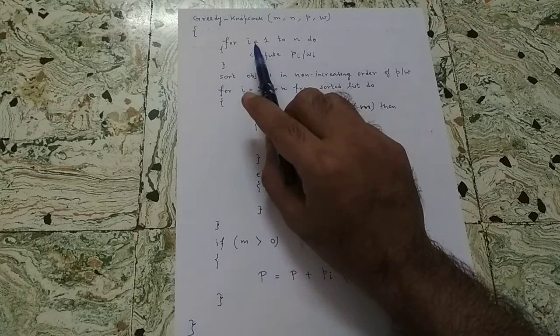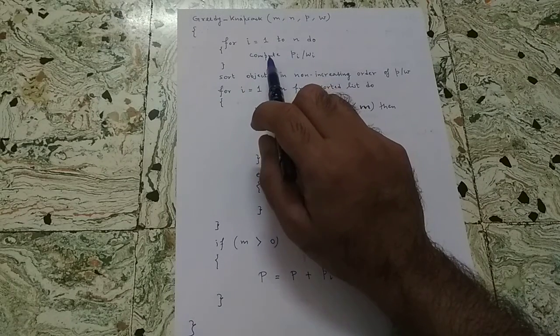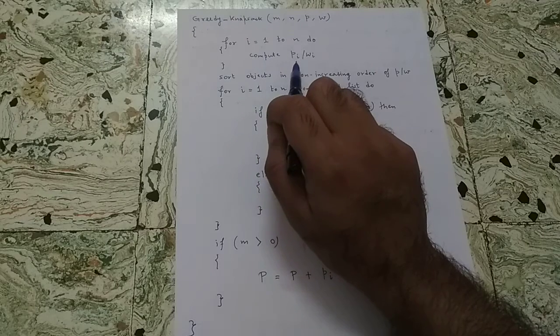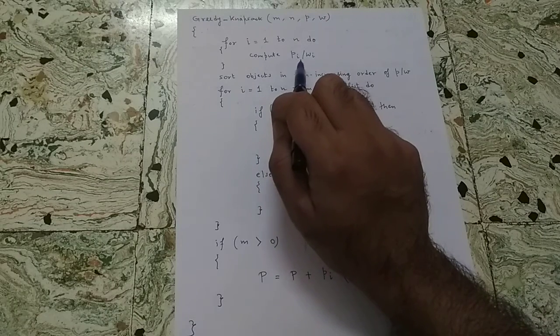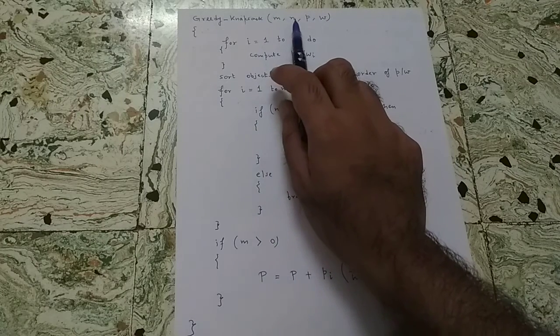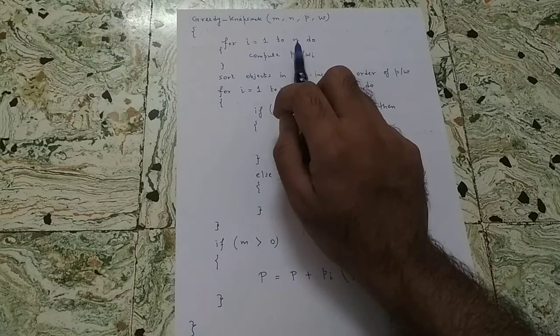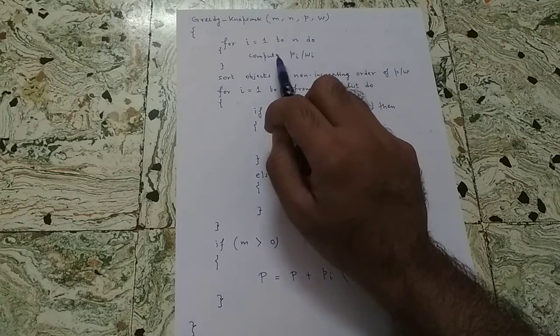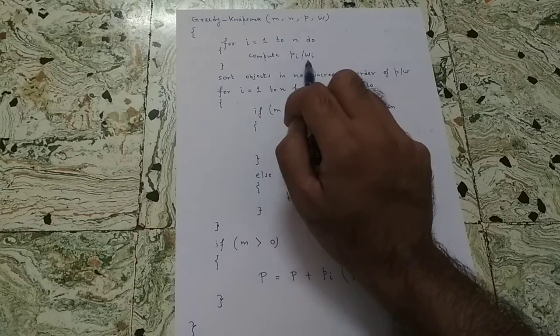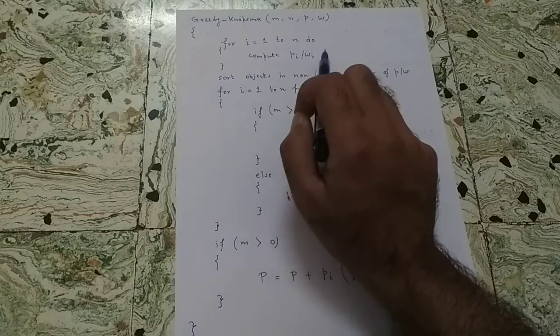Now I'll simply calculate, like you saw in the examples that we solved. You saw that the first thing was to calculate the profit per weight, profit per unit weight. So for every object, for i equal to 1 to n, where n is the number of objects present, I'll start from the first object and go up to the nth object, that means the last object, and for each object I'll calculate the profit per weight and store it in a list.